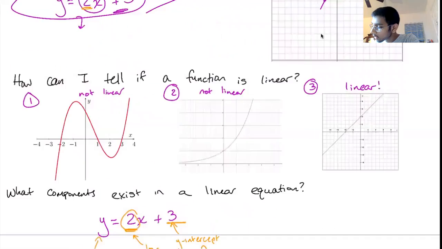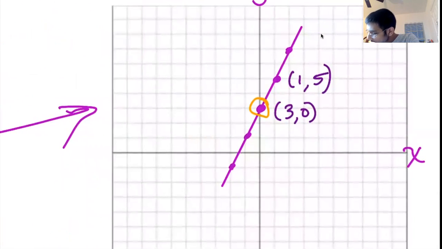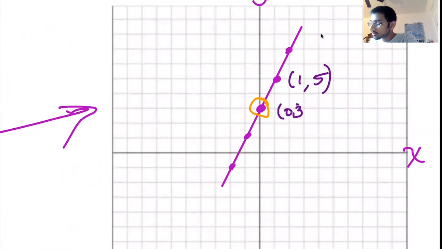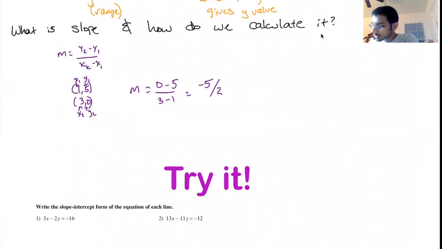Oh, wait, did I put the wrong point in there? Let me just double check this real quick. Oh, wait, I put the wrong point here. That's why. This is supposed to be 0, comma 3. My bad. Let's just redo that. Ignore what I just said. This point was wrong. So this was 0, comma 3. And therefore, you would have 3 minus 5 over 0 minus 1, which is negative 2 over negative 1, which is equal to 2.